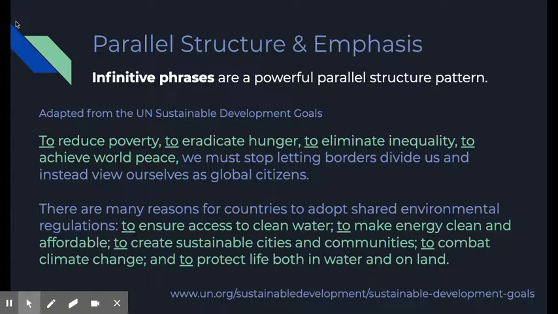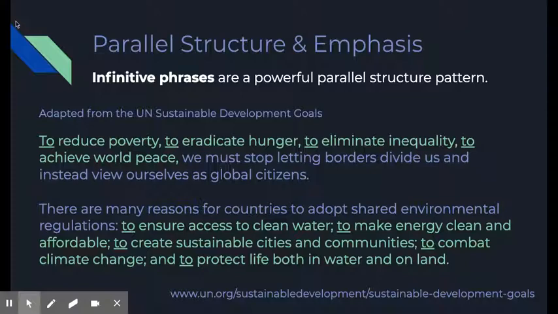Second example, because I just wanted to show you the infinitive phrases at the end of the sentence. So here I have, there are many reasons for countries to adopt shared environmental regulations, colon. So colons are also pretty good at generating suspense, right? So I've stated there are many reasons, and you as a reader should be asking, what are the reasons? And then I use this list of infinitive phrases to, again, highlight how many different reasons there are to adopt shared environmental regulations. To ensure access to clean water, to make energy clean and affordable, to create sustainable cities and communities, to combat climate change, and to protect life both in water and on land, right?